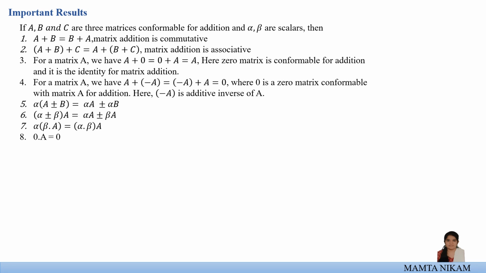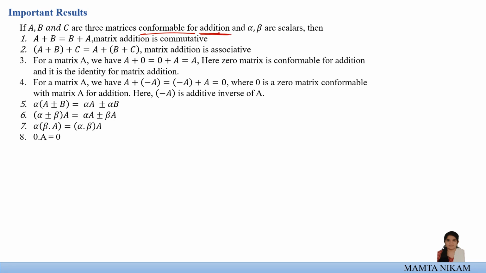The results are: if A, B and C are three matrices conformable for addition and alpha, beta are scalars. Now what does conformable mean? Conformable means the matrices are suitable for defining some operations on them, in this case addition or multiplication. So these matrices here are conformable for addition. Here addition is the operation which is used.